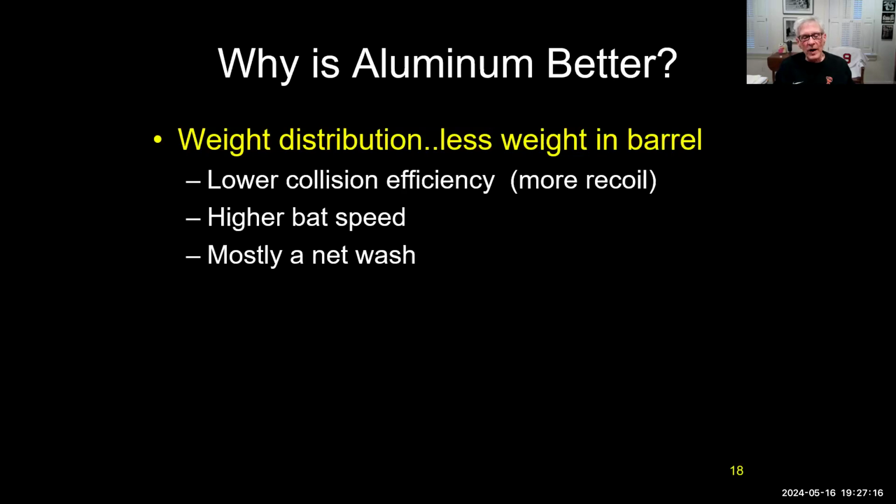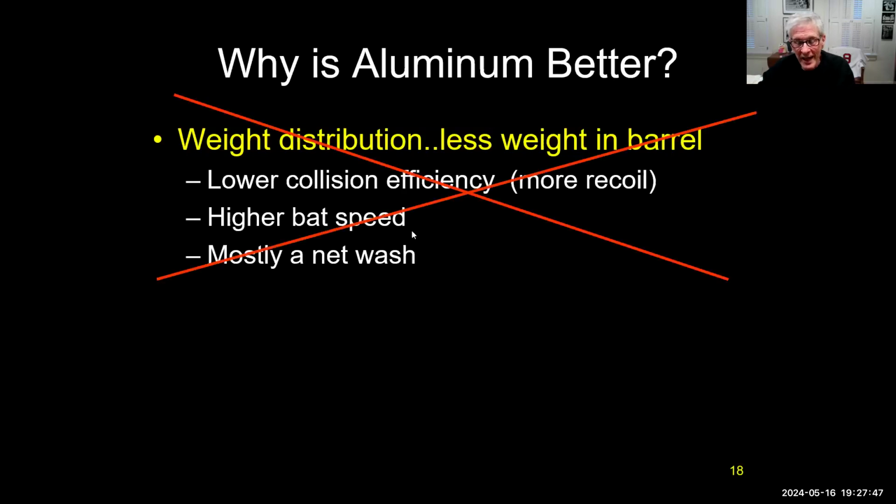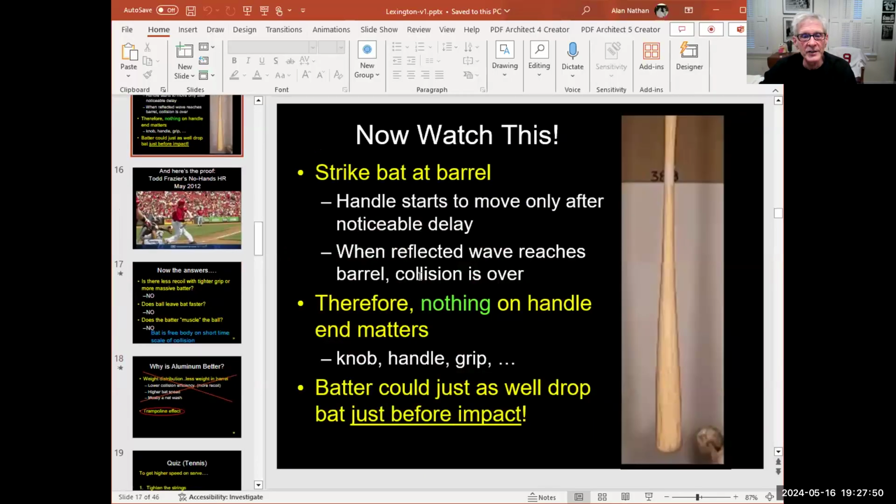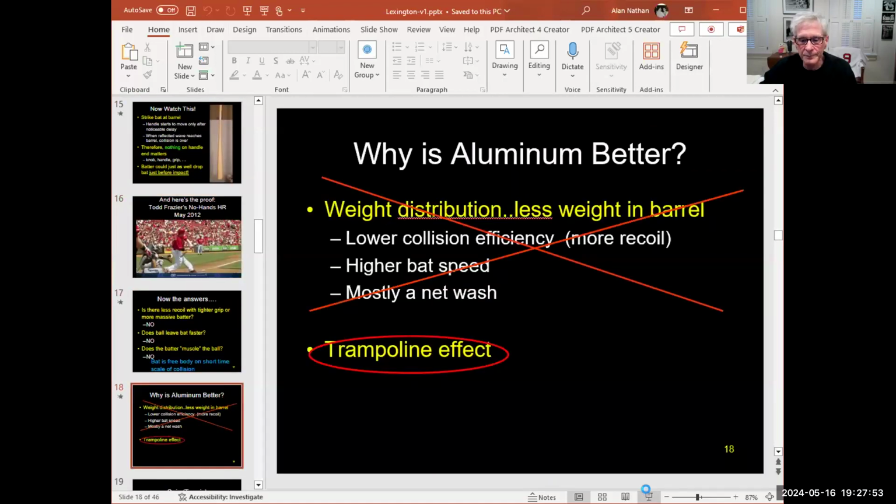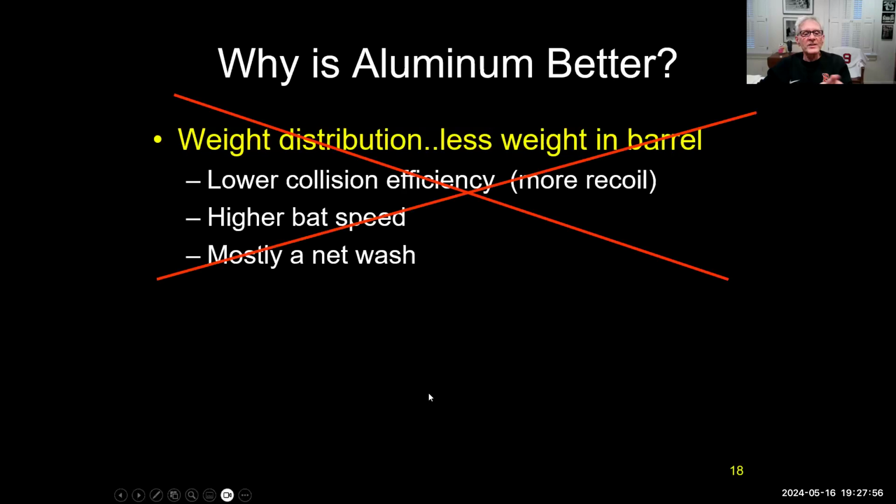Well, there are a couple of reasons why you might expect that. An aluminum bat has a different weight distribution, simply because an aluminum bat is hollow. So a smaller fraction of the total weight of the bat is in the barrel than in a wood bat, which is a solid object. An aluminum bat could be swung faster, so you get a higher bat speed. However, there's less weight in the barrel, so there's a lower collision efficiency. So it's a net wash. So that's not the reason.